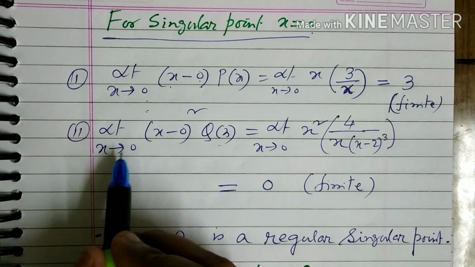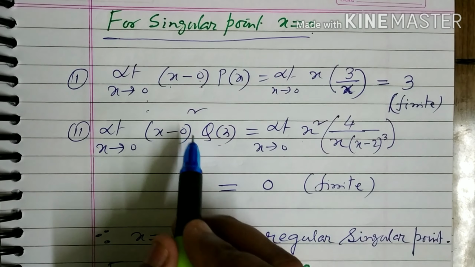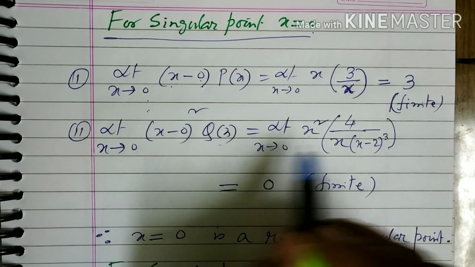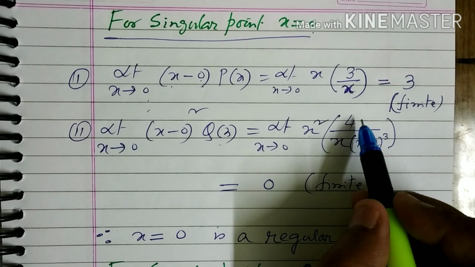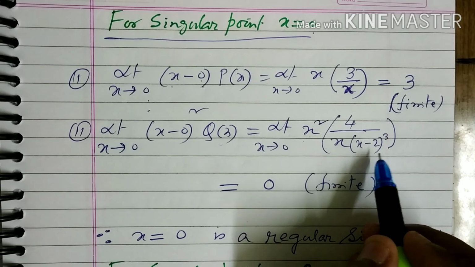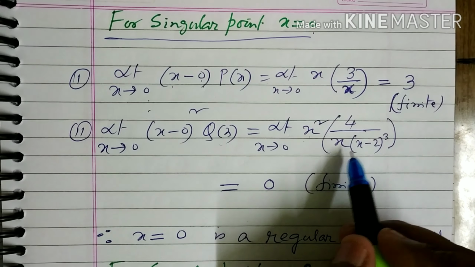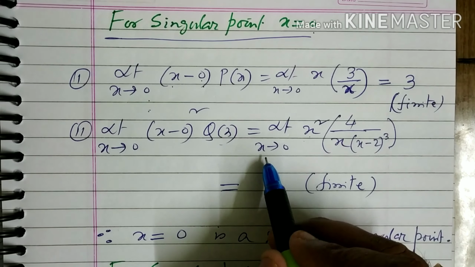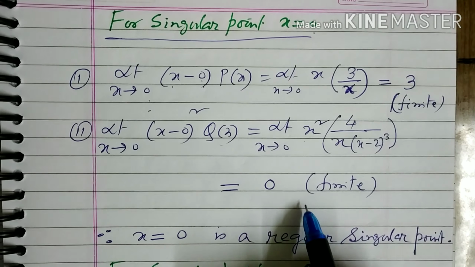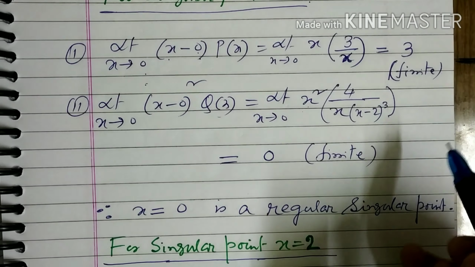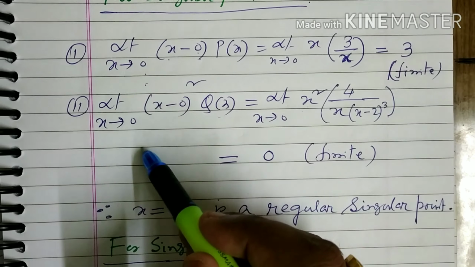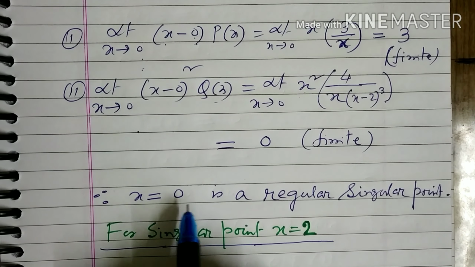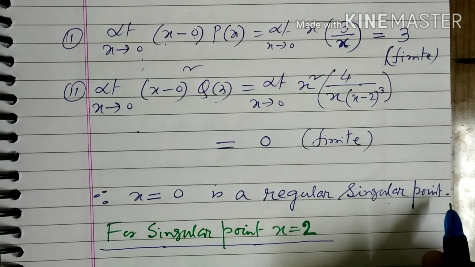Number 2, limit x tends to 0, (x minus 0) whole square times qx. qx is 4 by x into (x minus 2) whole cube. So limit x tends to 0, x square times qx. One x cancels. What is left? 4x by (x minus 2) whole to the power cube. If I substitute x tends to 0, your value becomes 0. This is also finite. So it means this limiting value exists. Therefore x equals 0 is a regular singular point.